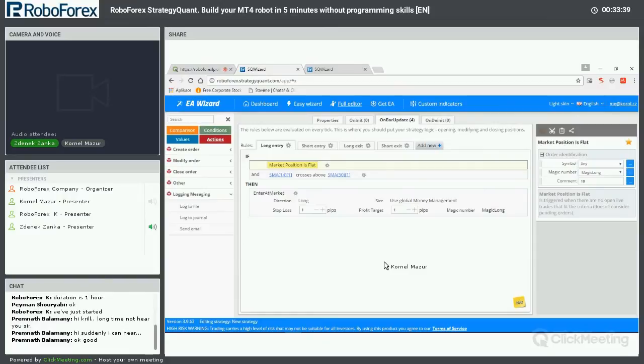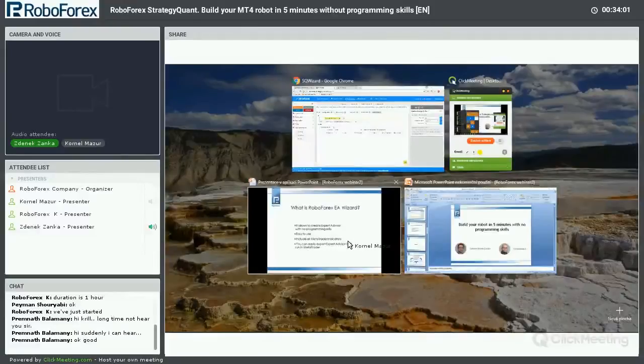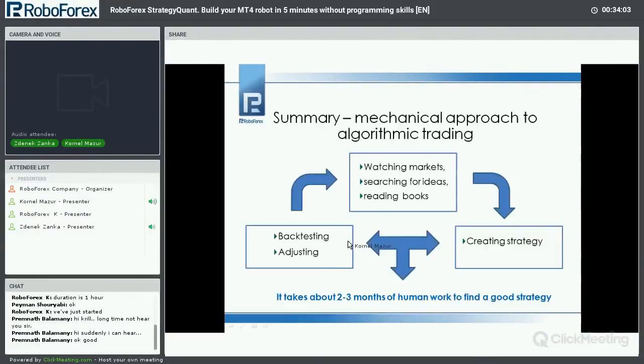This is the program, the EA Wizard, and we'll go back into the presentation, because right now we are in the middle, and another part of the presentation is about another software which RoboForex also offers for you. So let me go back to the presentation, which is here, and we can continue. But before I continue, I will make a summary of what the mechanical approach is about.